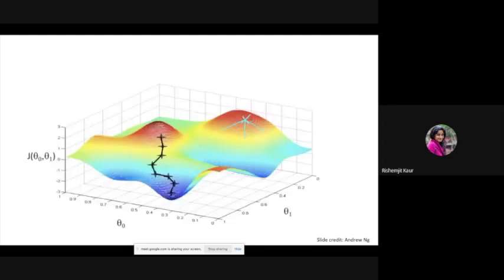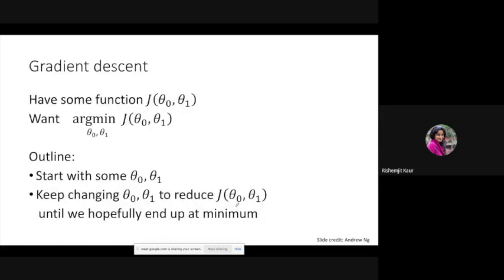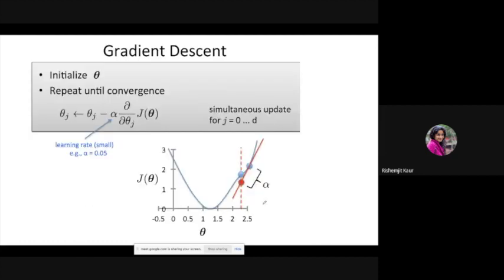This contour here shows the different steps. Let's say we start over here, in the next step we reach there, in the next step we reach there, and so on, and then we find the optimal value somewhere around here, and these will be the values of theta 1 and theta 2 that we want to find. So if I talk about gradient descent very simply, it is: start with some value of theta 1, theta 2, keep changing the values to reduce the cost until we hopefully end up at the minimum.